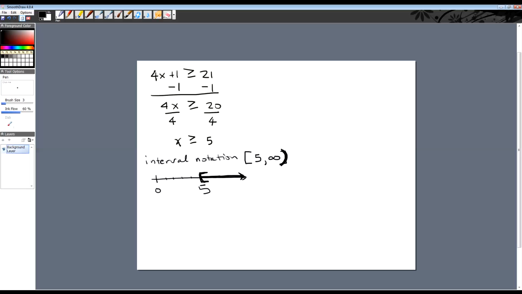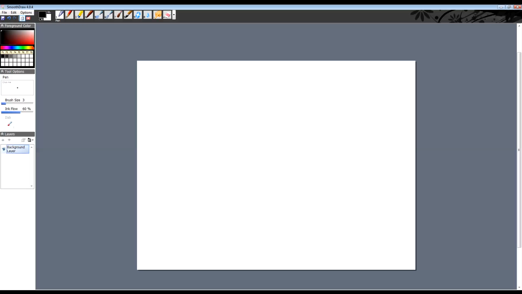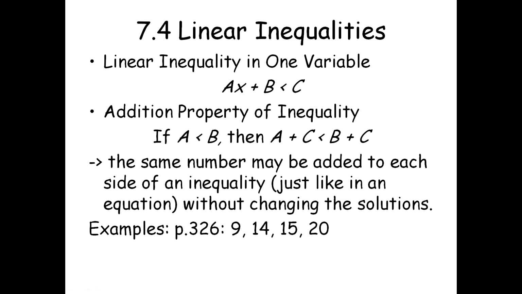Now, if you jump down to number 14, you'll see an illustration here of a solution. It gives us negative 2x is greater than 10. Negative 2x is greater than 10. Now, one of the things in this type of inequality is, let's jump to the next slide here to show you this.